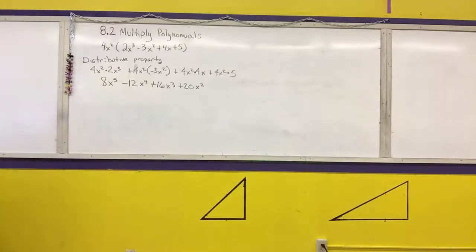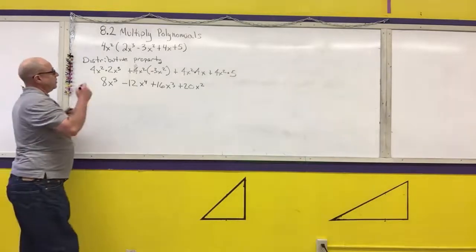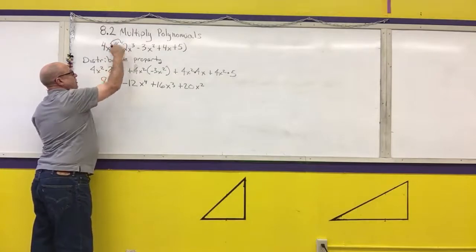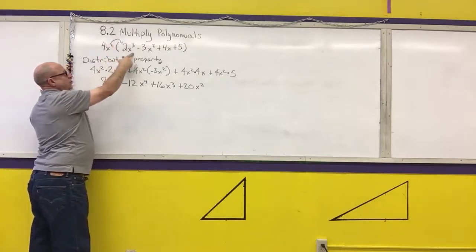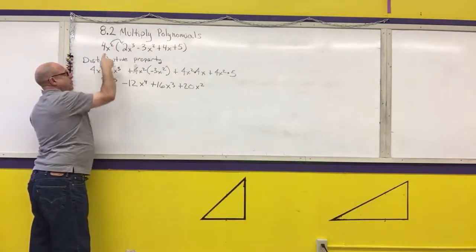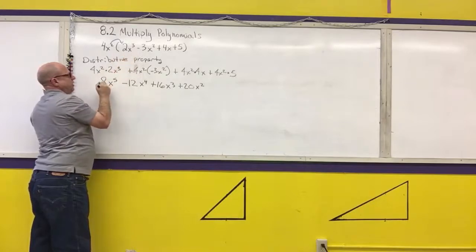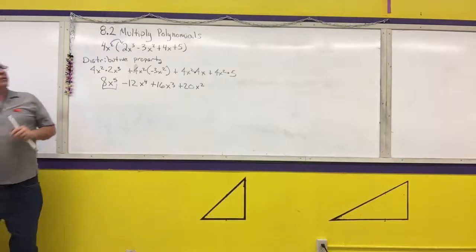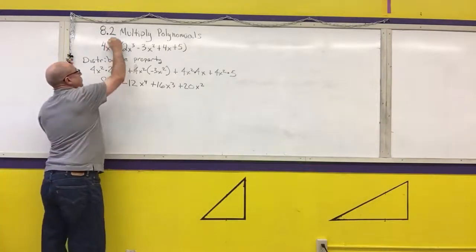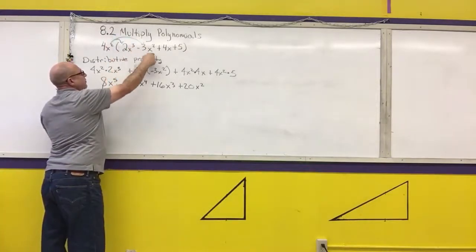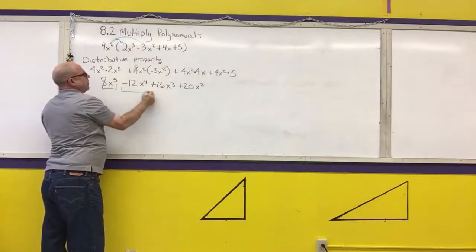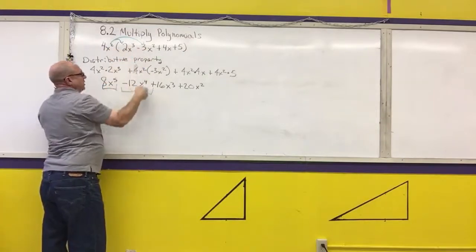However, I do not need you to write out that intermediate work step. If you are going to use the distributive property, all I want you to do is, as you do each multiplication, just show me what you're doing. You're going to do 4x squared times 2x cubed. 4 times 2 is 8. X squared times x cubed is 8x to the 5th. Then the next term, it's 4x squared times negative 3x squared. 4 times negative 3 is negative 12. X squared times x squared is x to the 4th.